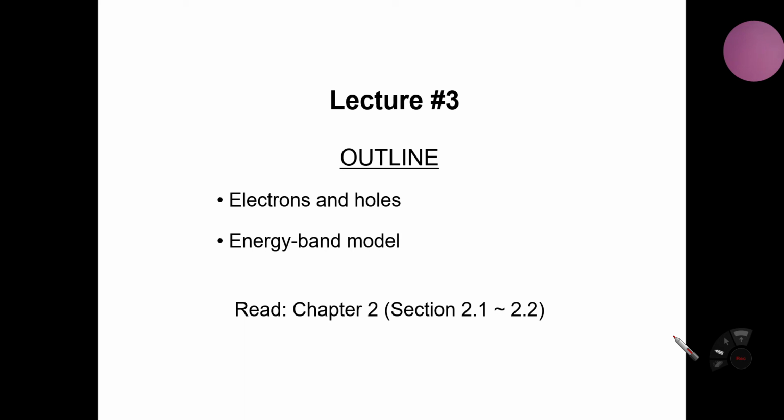In this lecture note, we're going to learn what electrons and holes are. Electrons and holes are what flow as current. You're going to hear this type of sentence: electrons and holes are moving from here to there.